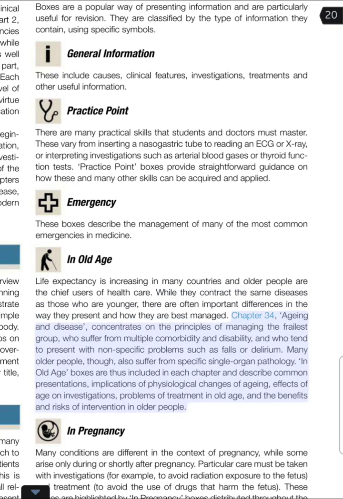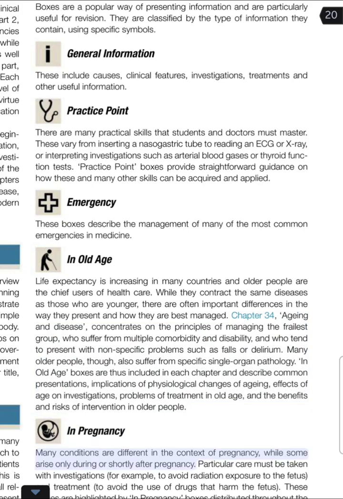Chapter 34, Aging and Disease, concentrates on the principles of managing the frailest group, who suffer from multiple comorbidity and disability, and who tend to present with non-specific problems such as falls or delirium. Many older people, though, also suffer from specific single-organ pathology. In old age, boxes are thus included in each chapter and describe common presentations, implications of physiological changes of aging, effects of age on investigations, problems of treatment in old age, and the benefits and risks of intervention in older people.